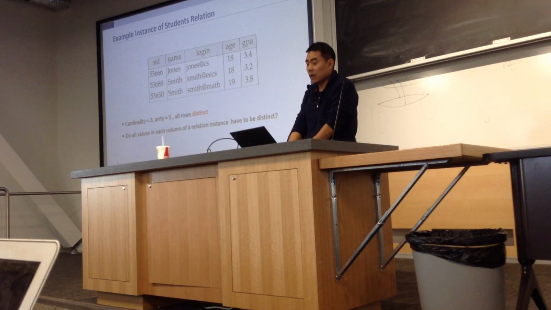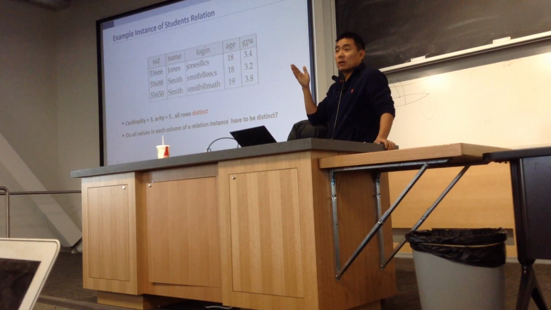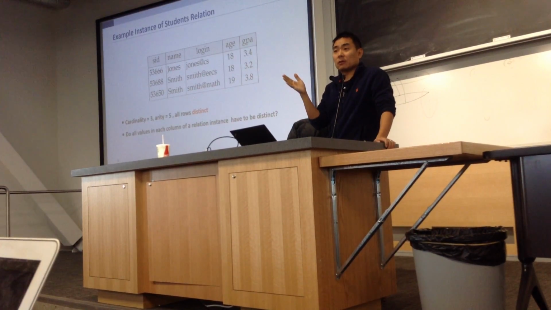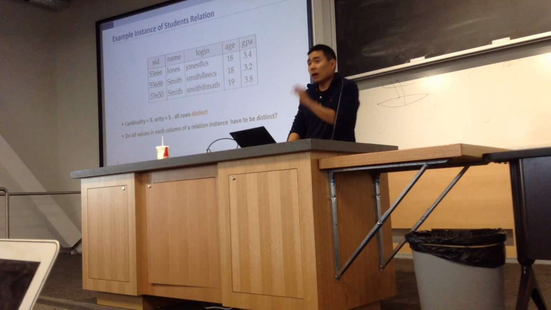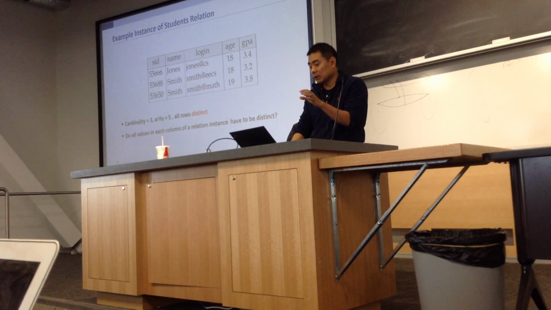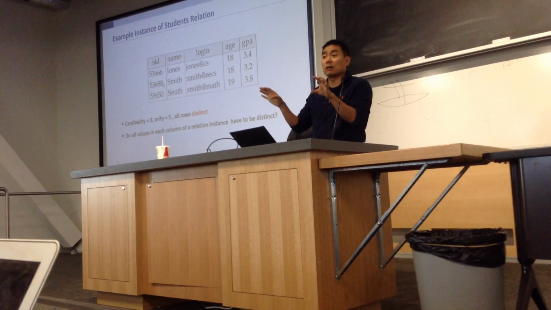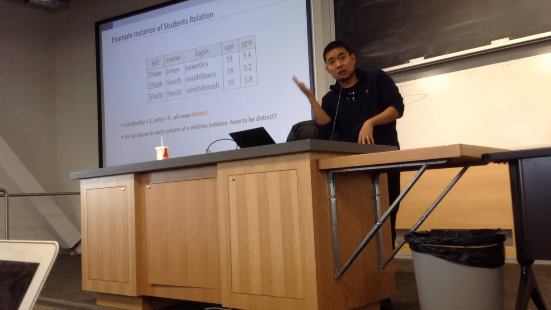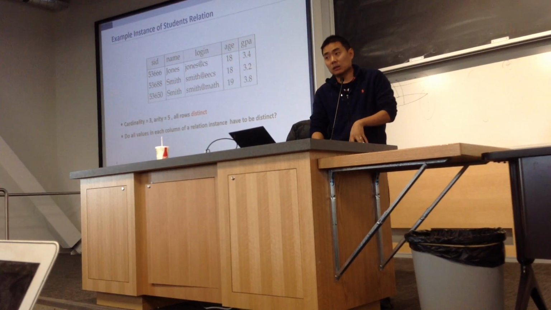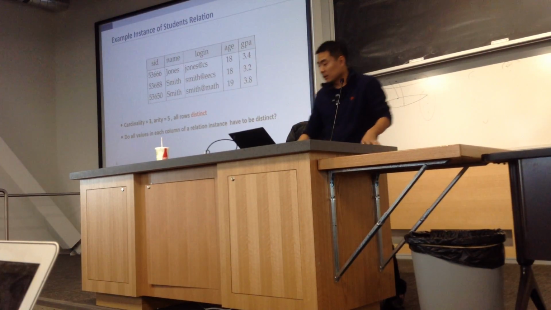Well, taking the name column as an example, you can have students with the same name value. For example, you can have two students named Smith. That's totally fine. But you cannot have two student records that are identical, meaning not only their names are the same, but login, age, GPA, and SID are all the same. That's not allowed. Okay? But it's okay to have duplicate values on certain columns of your relation instance, as long as you have no duplicate records.